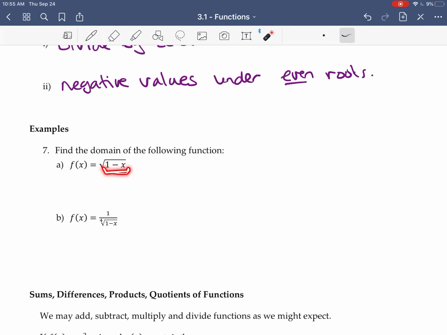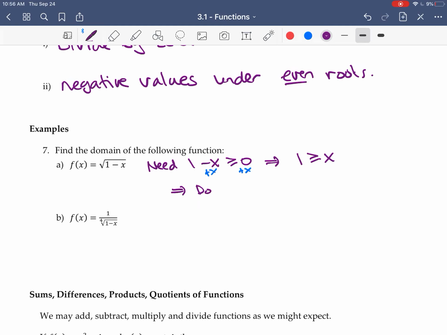So what we need is for this thing inside the square root to be positive. Okay, so we need 1 minus x to be at least 0 in order for the square root to be defined. So if I add x to both sides, that gives me that 1 is bigger than or equal to x. Okay, so that means that the domain in interval notation here is going to go, so 1 is the biggest it can be, but I can be anything smaller.